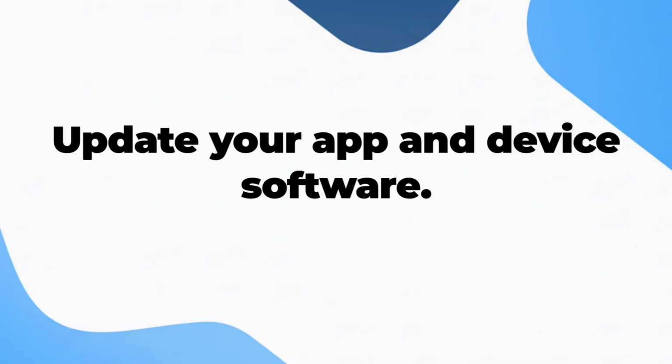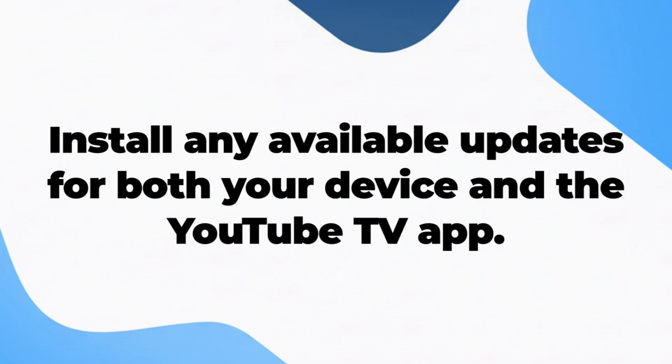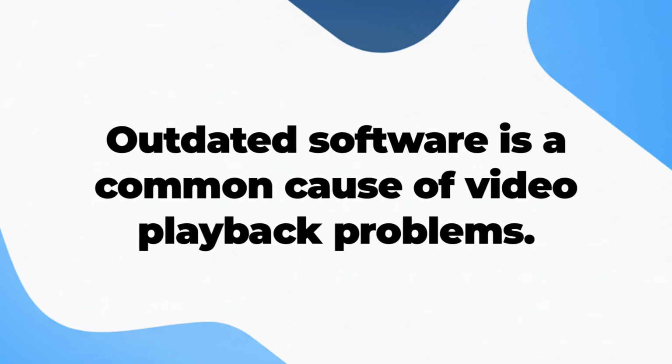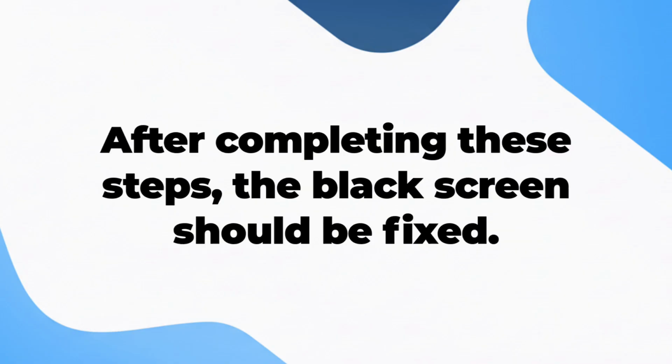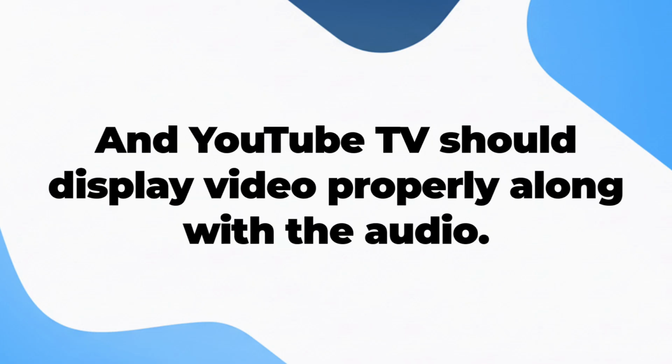Step 6. Update your app and device software. Install any available updates for both your device and the YouTube TV app. Outdated software is a common cause of video playback problems. After completing these steps, the black screen should be fixed, and YouTube TV should display video properly along with the audio.